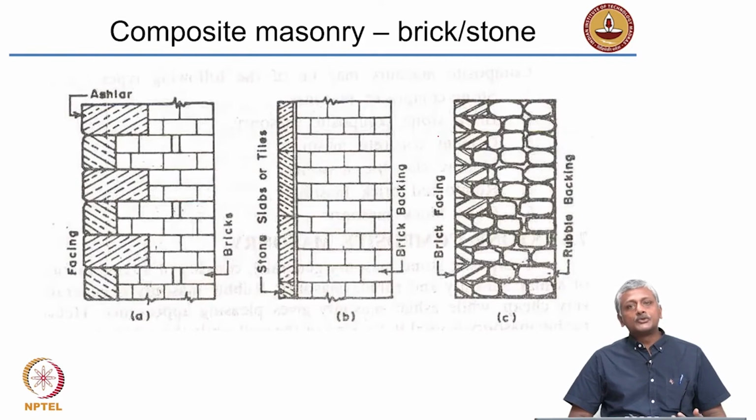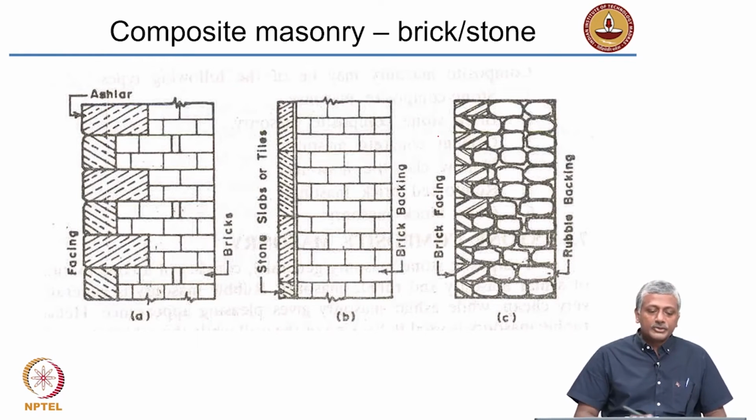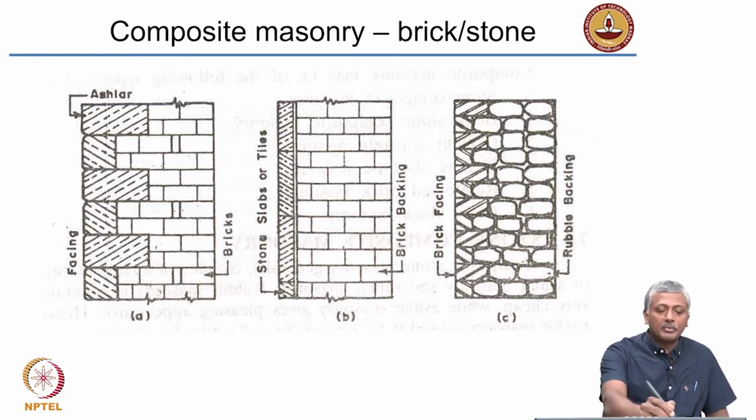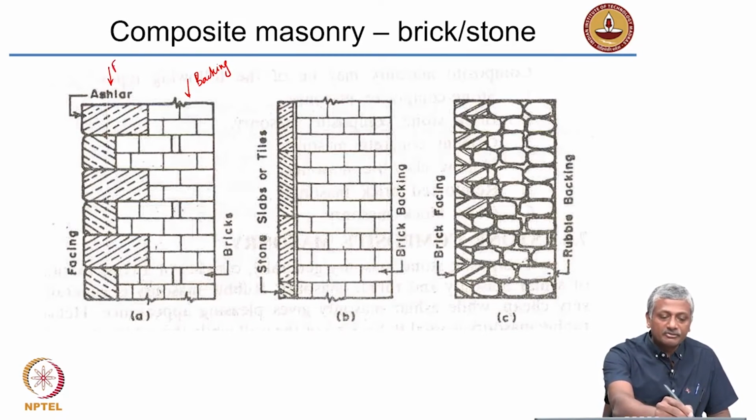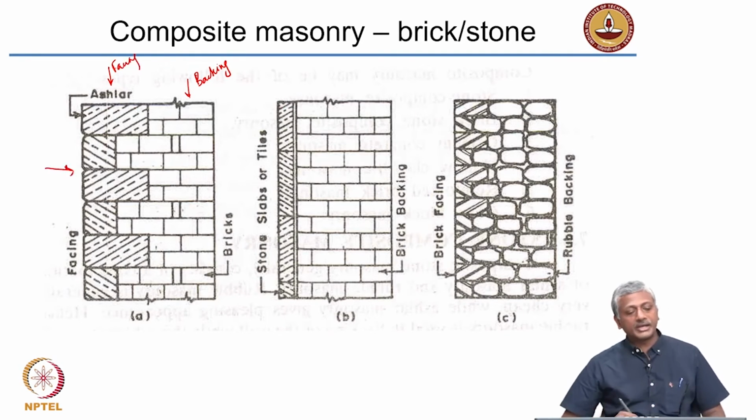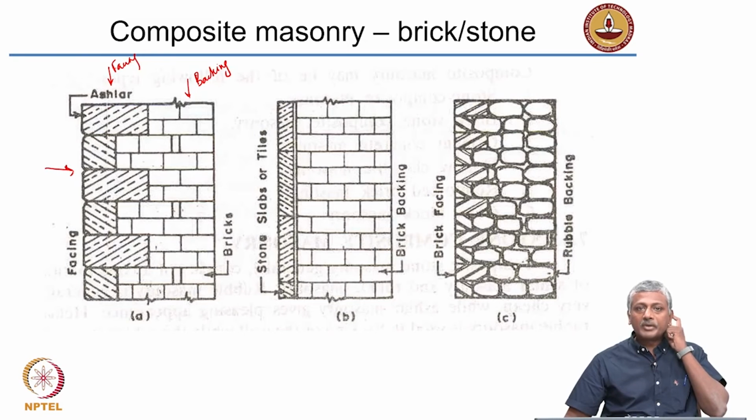Now, sometimes we use composite masonry, in which we use more than one type of material to make the masonry wall possible. So, this is an example of a brick stone composite. So, you have bricks as the backing, that means the main part of the wall is a brick wall, and ashlar fine cut stone as the facing material. Okay. You are looking at, from the outside, the ashlar facing followed by a brick backing.